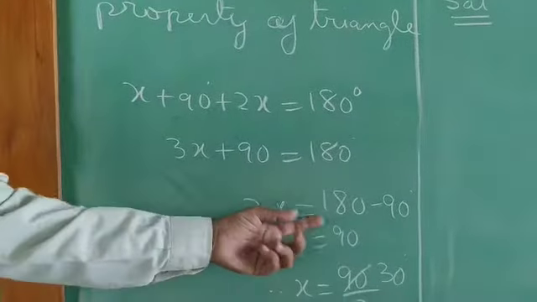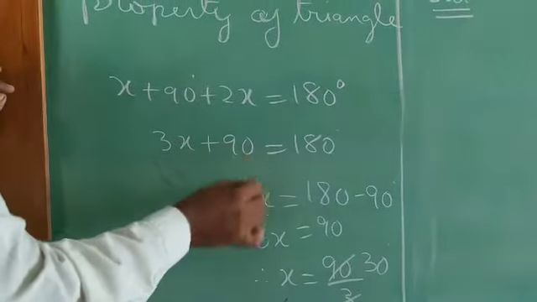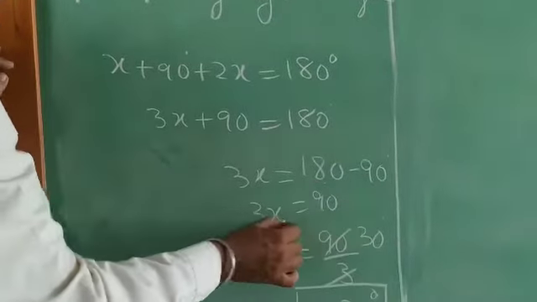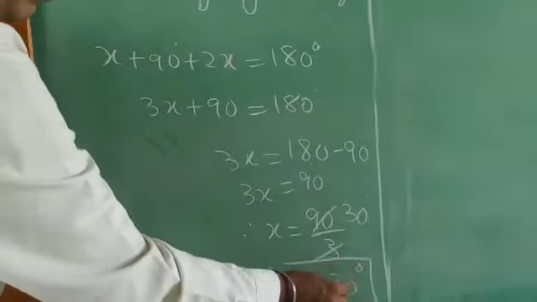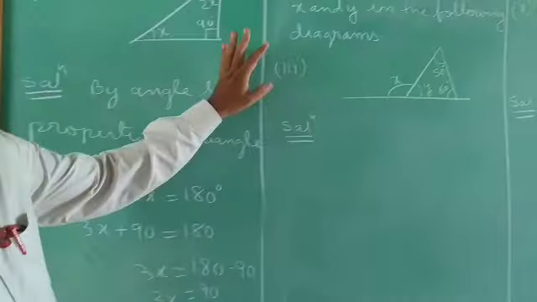Now I am transposing the 90 to the other side. So it becomes 180 minus 90, and 180 minus 90 is 90. So 3x equal to 90, x equal to how much? 30 degrees. We have to find the value of x. Right here. Now question number 2.